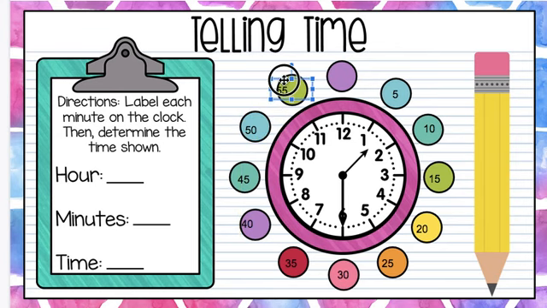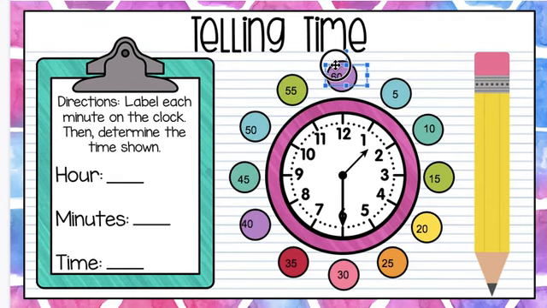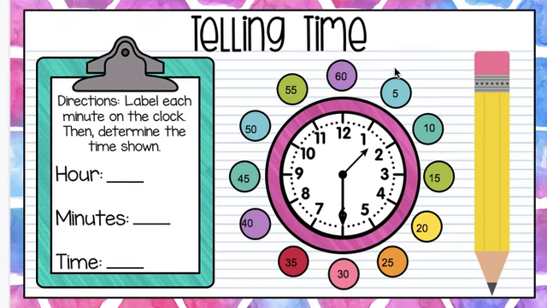55, and then we end with 60 because there are 60 minutes in an hour, and it takes 1 hour for the minute hand to go all the way around the clock. So as you can see, each time you get to the number, you go up in increments of 5. 5, 10, 15, 20, 25, 30, 35, 40, 45, 50, 55, 60. Hey, we've labeled the minutes.